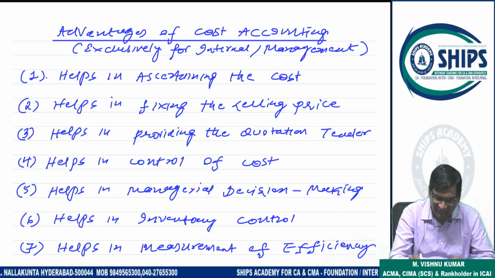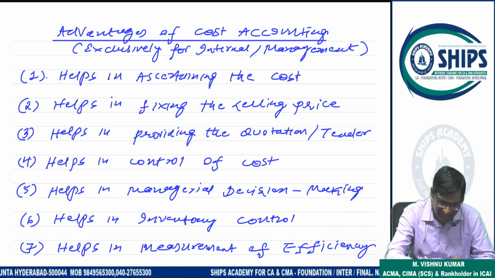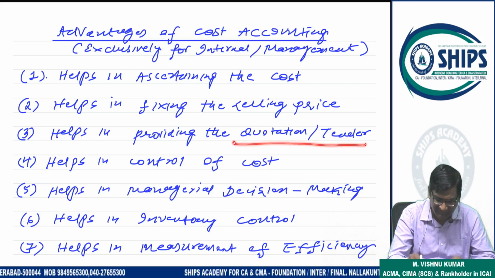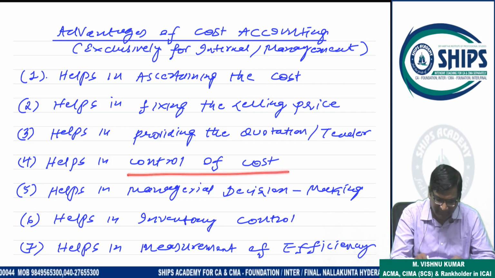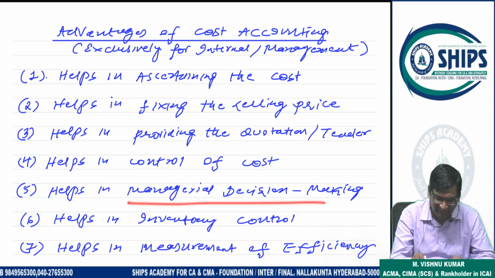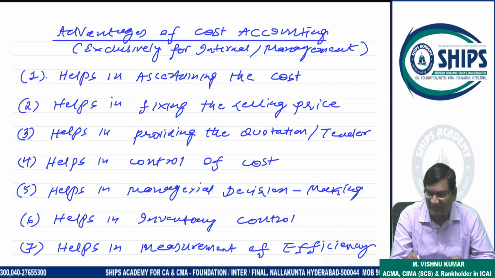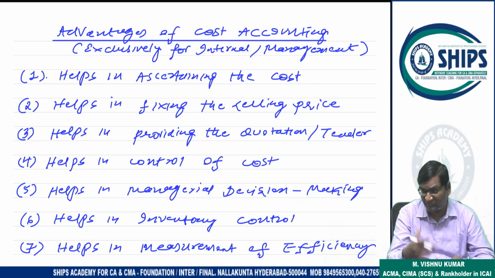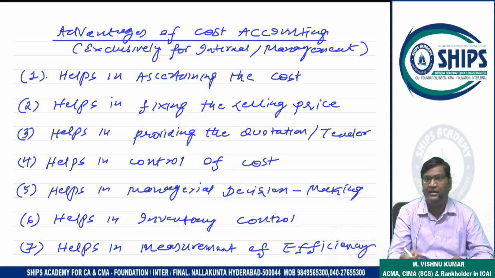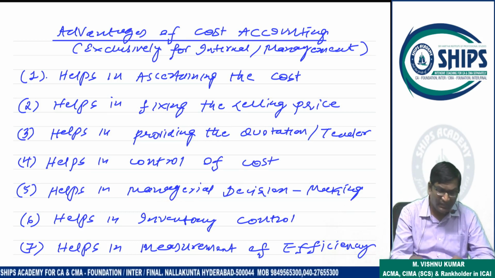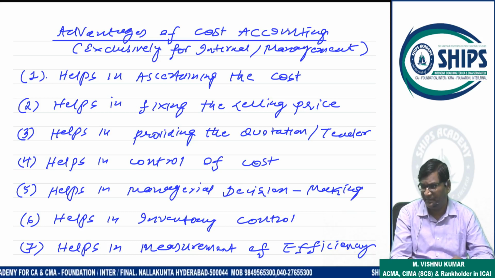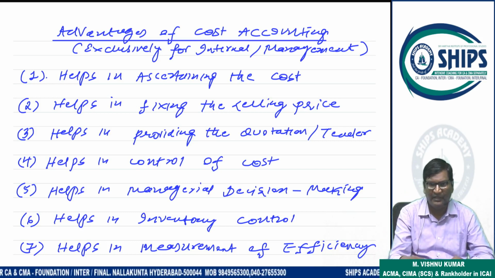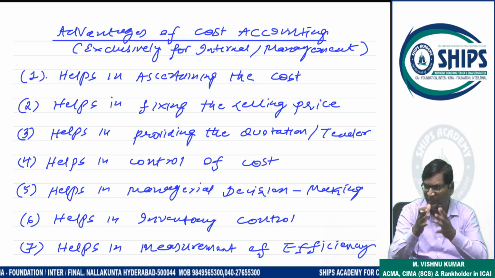Tender quotation, you already understand. This is required when a customer wants a quotation. Cost control I also explained. Managerial decision making means in different situations, we have to take different decisions. Like recently, Mukesh Ambani has taken the decision to demerge a company. ITC also decided to demerge its hotels.